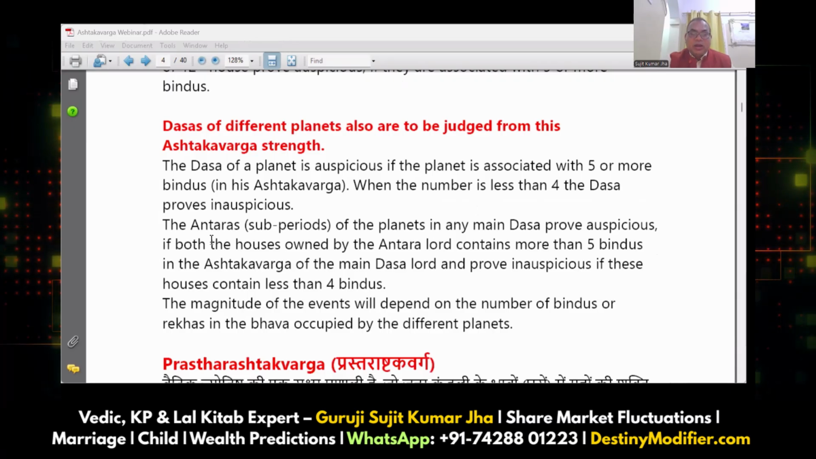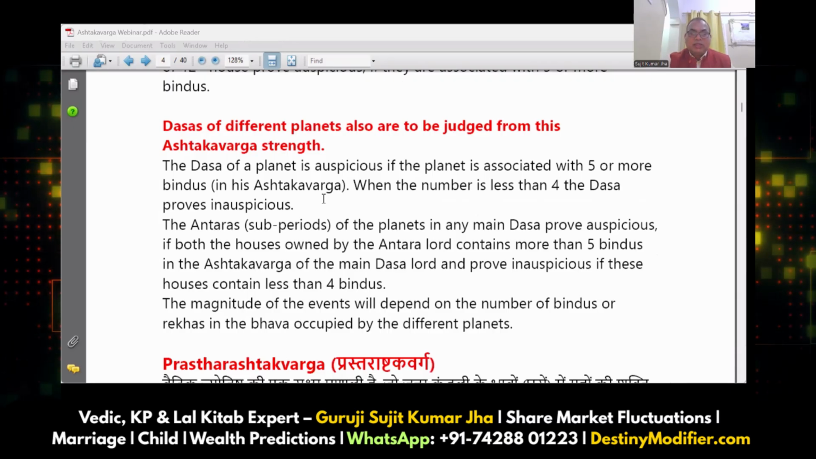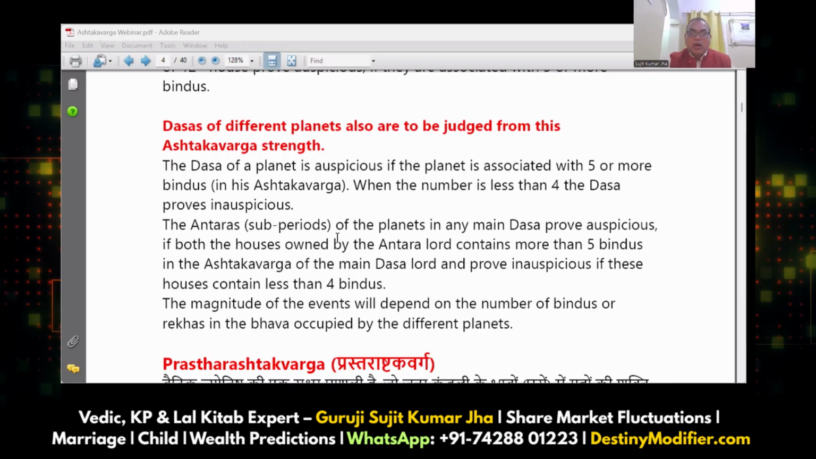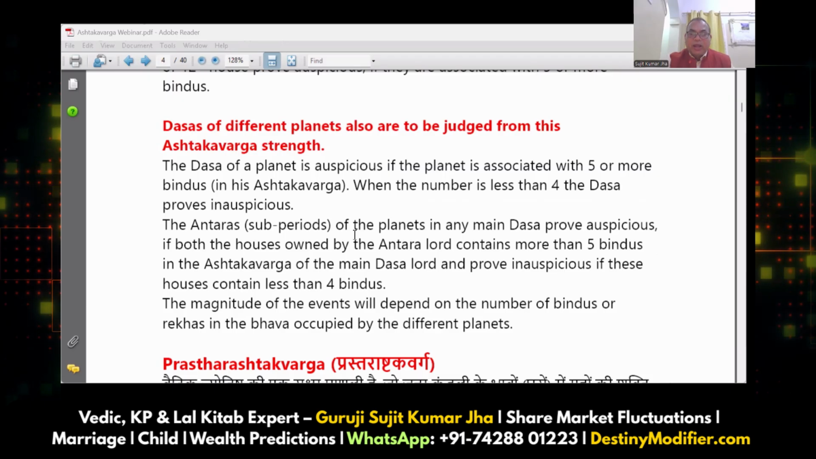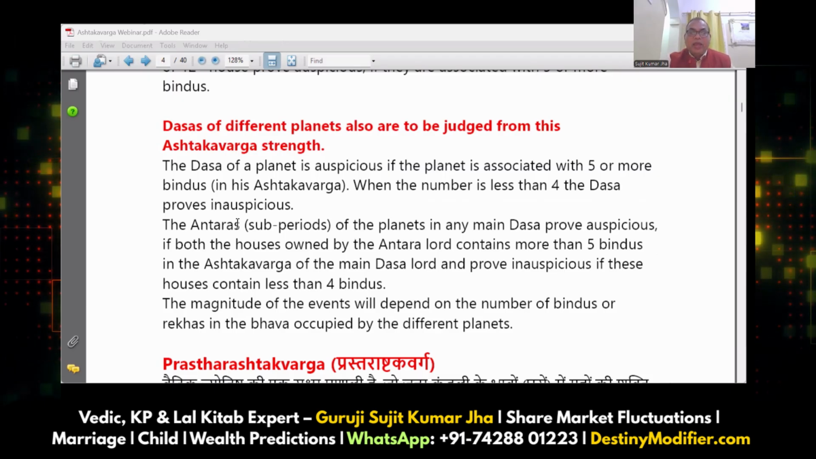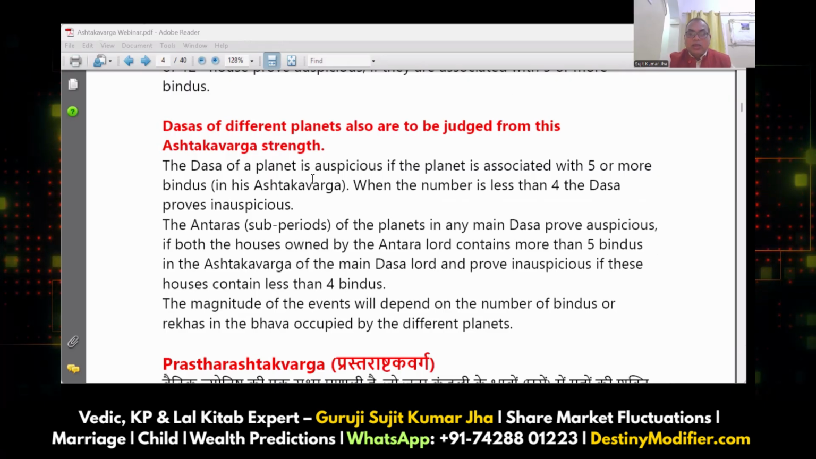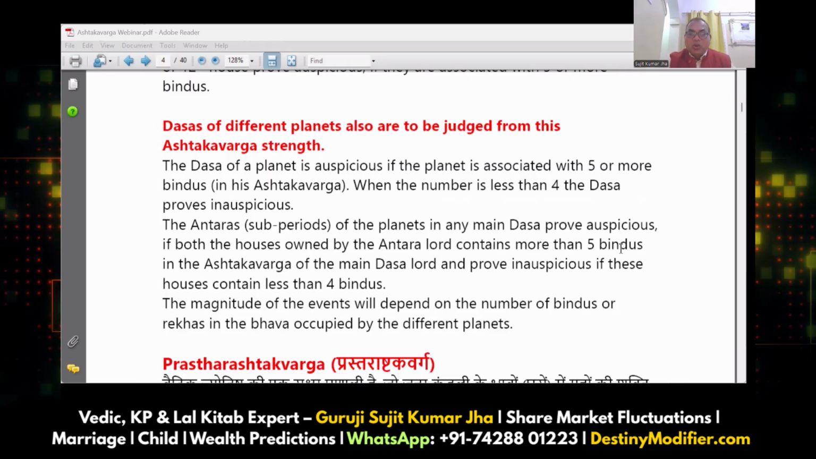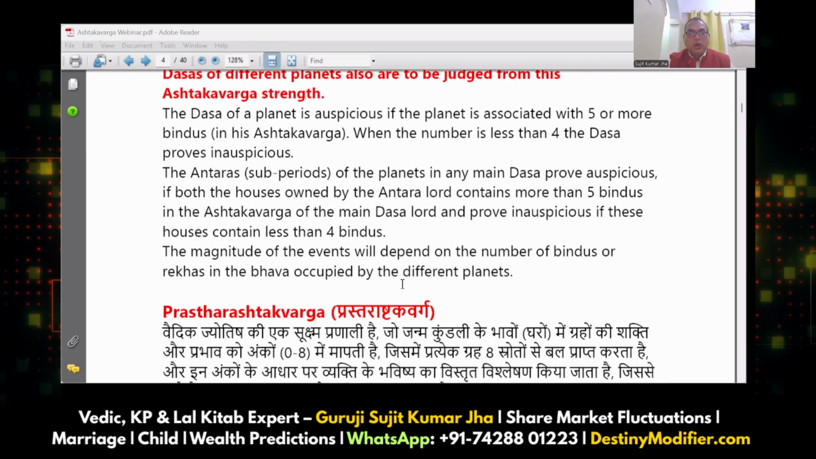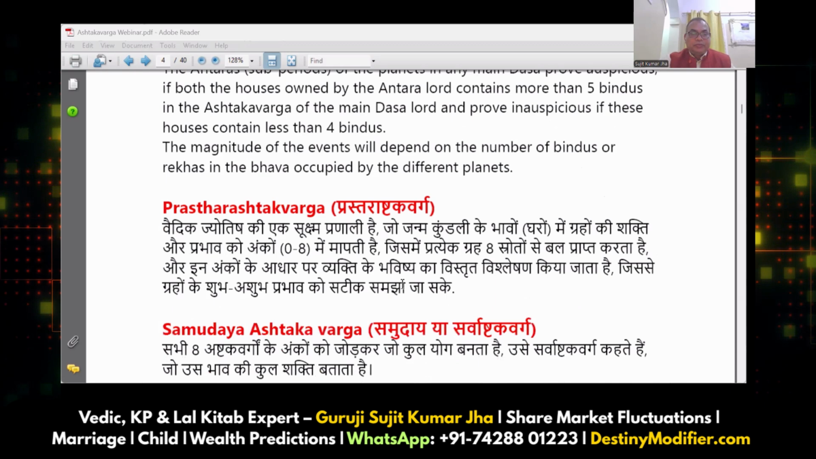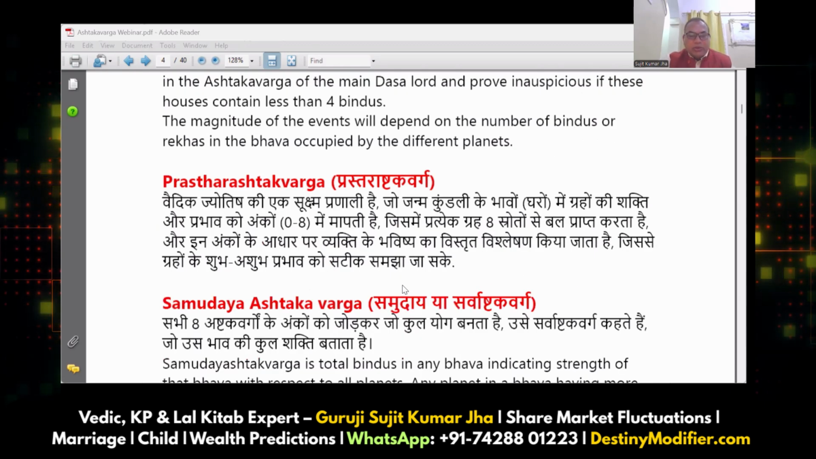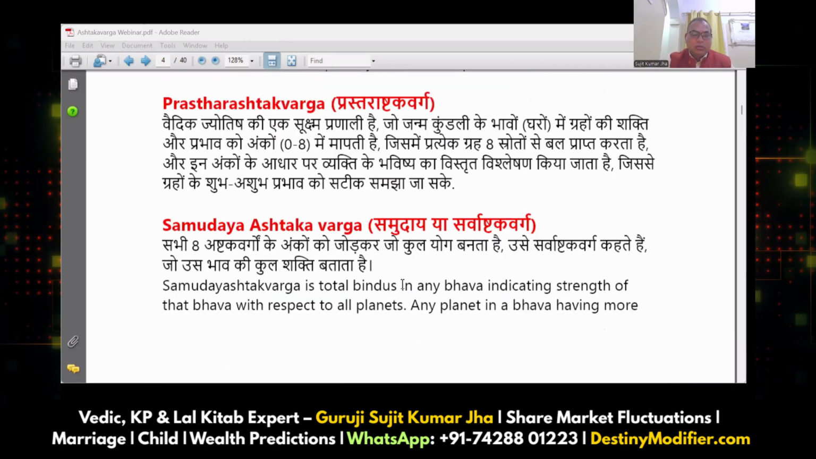Similarly for the Antar Lord: in a Dasa there is an Antara, and that planet is called the Antara Lord. If that planet is given points by the MD Lord, the Mahadasa Lord, and that point is 5 or more, then we can say the Antara will give a good result. And Prastar Ashtakavarga is used for transit.